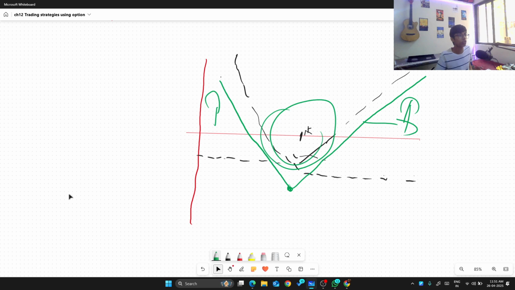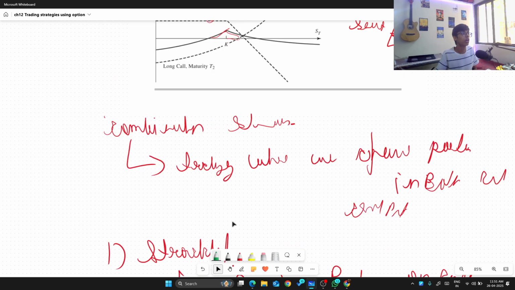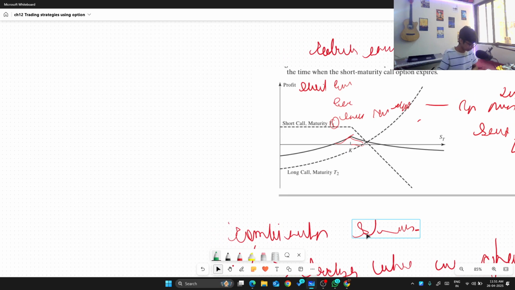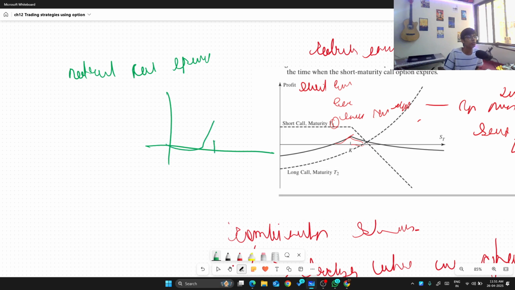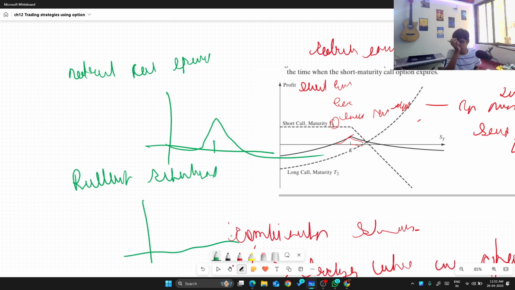And one thing I forgot to mention about the calendar spread is that there are types of calendar spread. Neutral calendar spread is when we know the price would not change. There is a bullish calendar spread. This is a calendar spread where we know that the price will increase, so we will make it like this, right? And there is bearish.